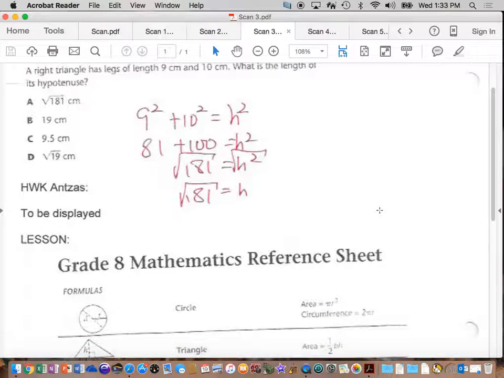Only had one question here. As soon as it starts talking about right triangles, legs, hypotenuse, Pythagorean theorem, leg squared plus leg squared equals hypotenuse squared. It says the legs are 9 and 10, so 9 squared plus 10 squared.